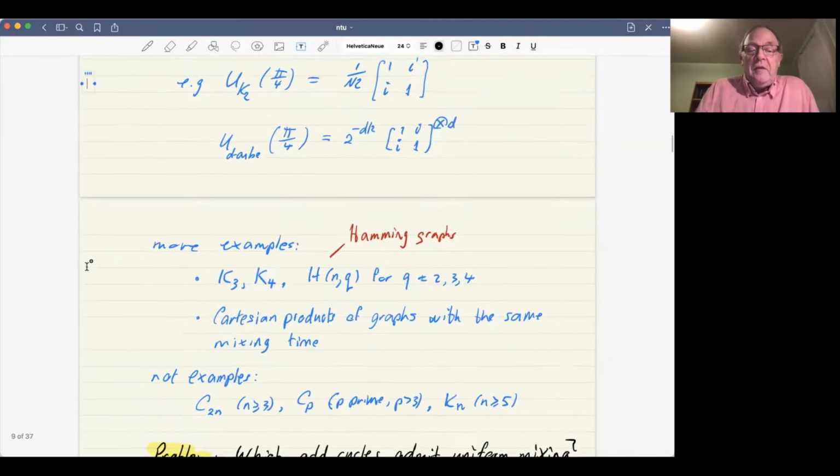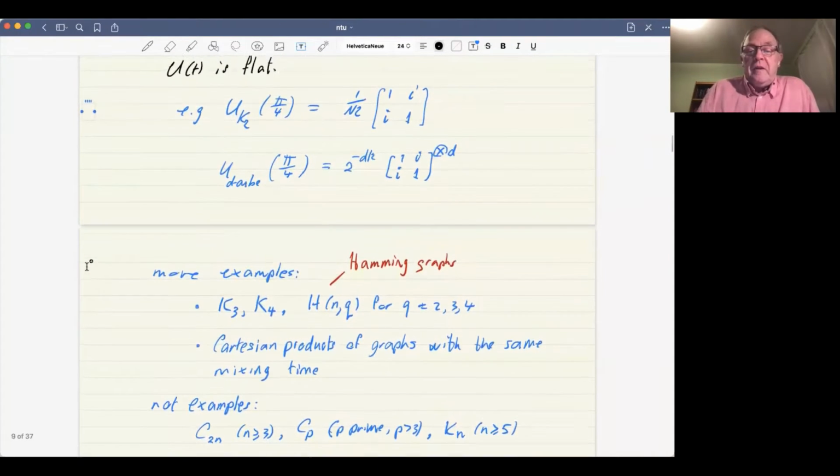On the other hand, there are lots of things where you might expect to get uniform mixing in general, and you don't get uniform mixing. There's no uniform mixing on an even cycle of length six or more vertices. If n is prime greater than 3, you do not get uniform mixing on that cycle. And you don't get uniform mixing on the complete graph, Kn, if n is bigger than 5.